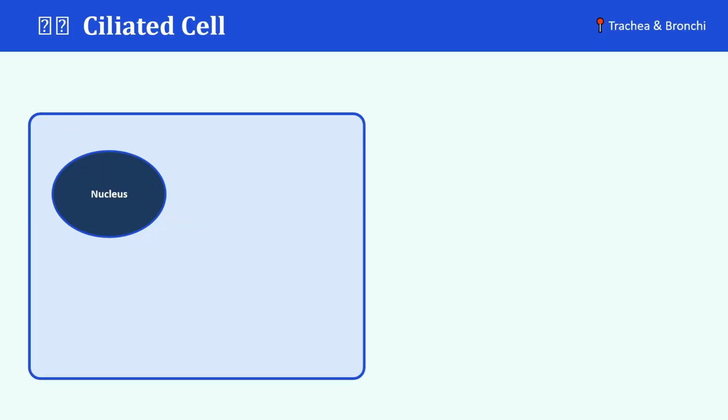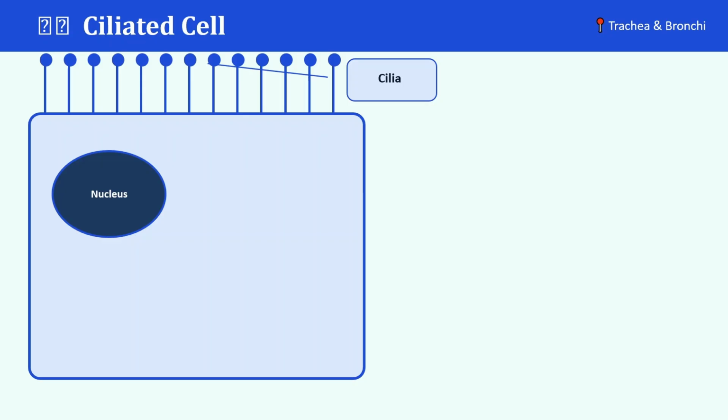The first specialized cell is the ciliated cell. Look at the diagram. The most striking features, those lines sticking up from the top of the cell, are called cilia. They are tiny hair-like projections that cover the entire surface of the cells. Where are these cells found? In your trachea, your windpipe, and in the bronchi, the tubes that let air into your lungs.